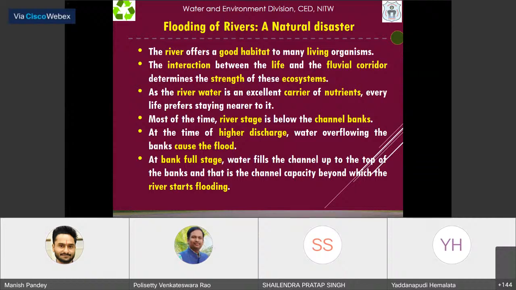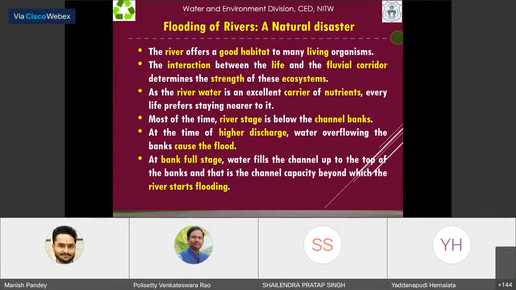So from an environmental point of view, the river offers a very good habitat to many living organisms. There happen to be a lot of interactions between the biotic and abiotic components of this river, which determine the strength of these ecosystems. If you analyze the river ecosystem and it has several micro and macro species, instead of very specific populations, we can say that particular river ecosystem is enriched and it is a diversified system.